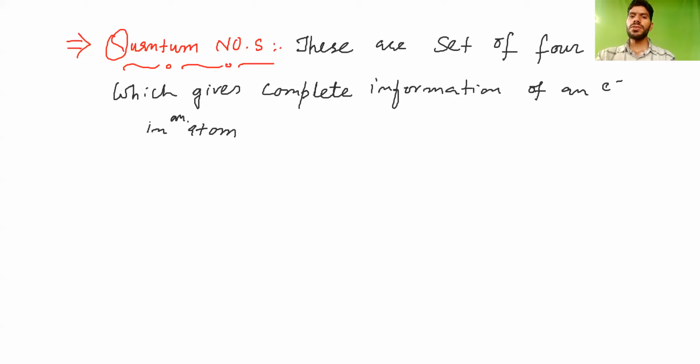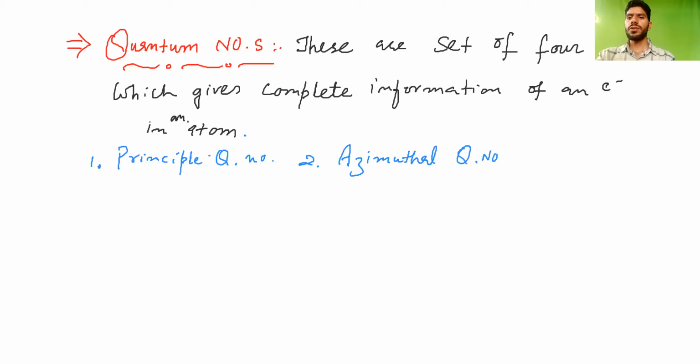The first three quantum numbers are obtained from the solution of the Schrodinger wave equation. The first quantum number is the principal quantum number, the second is known as the azimuthal quantum number, and the third is known as the magnetic quantum number. When we solve Schrodinger's wave equation, we get these three quantum numbers.